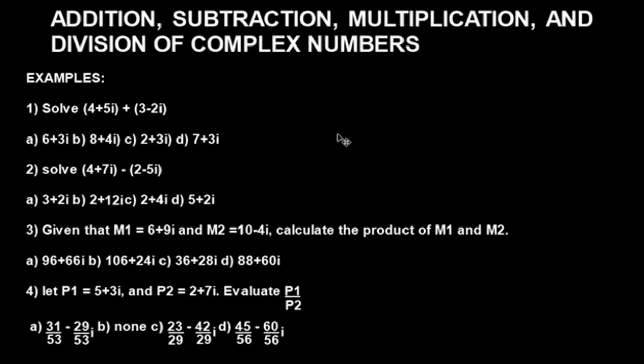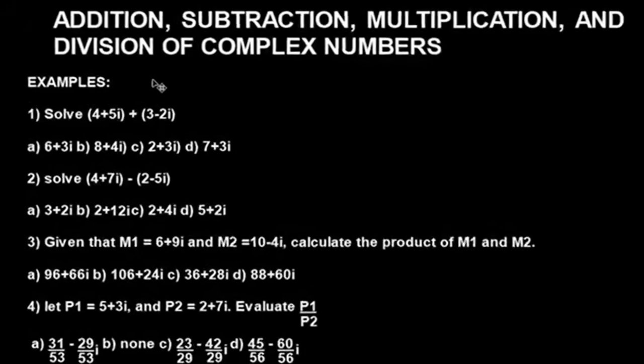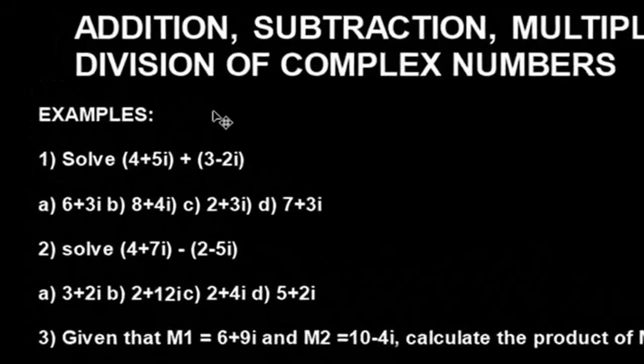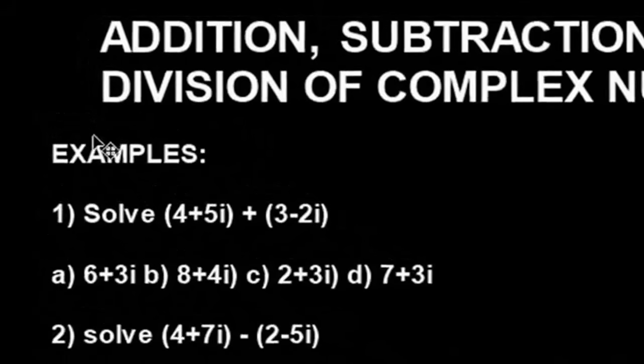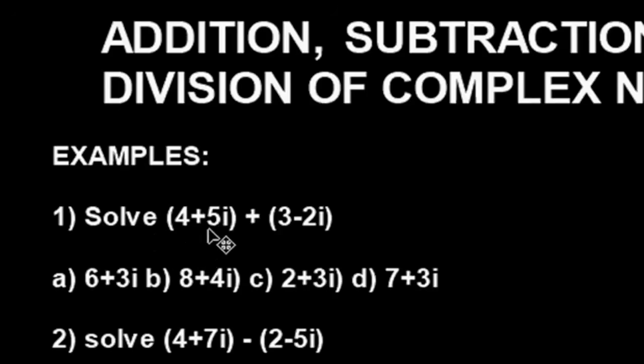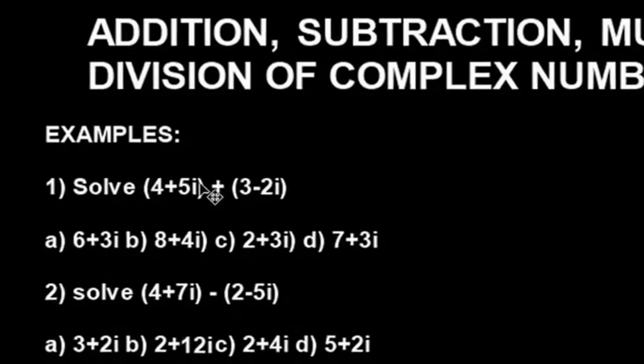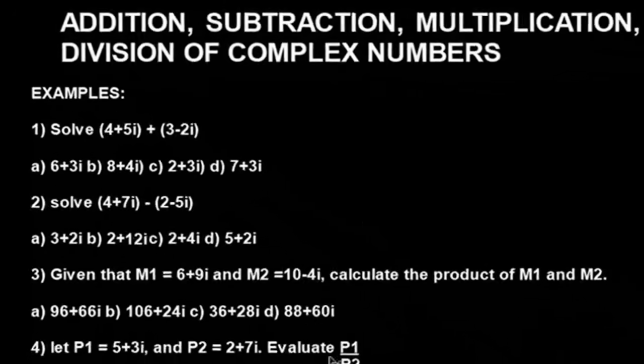Okay, let's begin. Let's look at the examples I have here and solve them together. Example 1 says solve (4 + 5i) + (3 - 2i). So we are asked to find the addition of these complex numbers, and these are our options. So right now, let's bring the Casio calculator and solve this problem together.